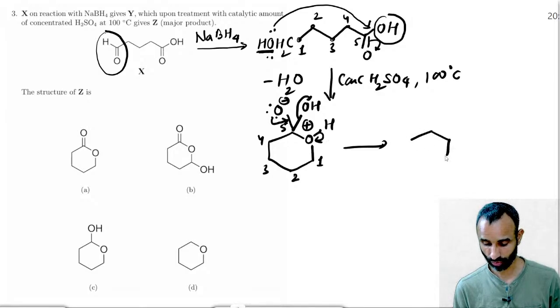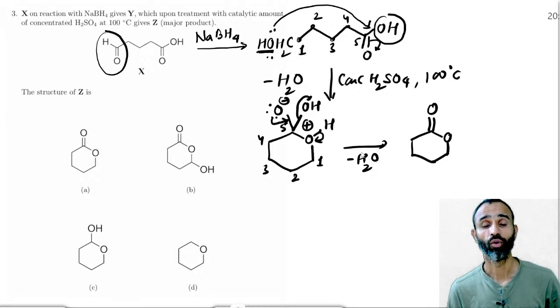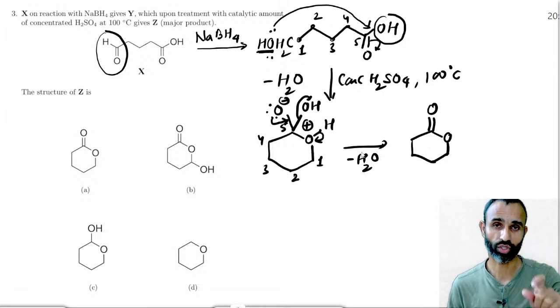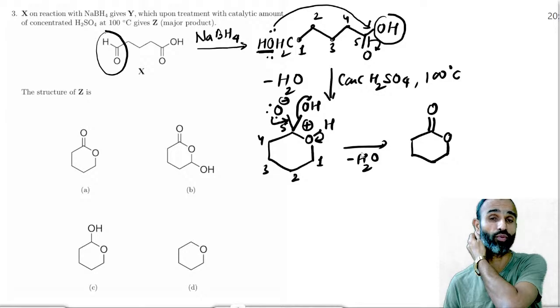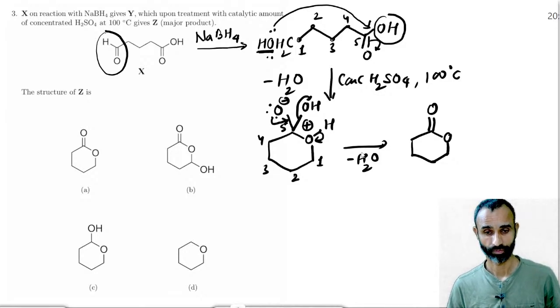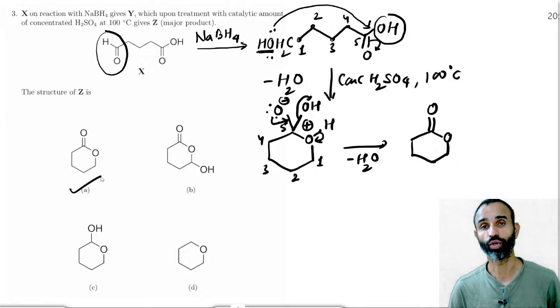So that's why when the product is formed, there is a removal of water. In water, OH is from the carboxylic acid and H is from the alcohol. So we get this product. Compound Z is this one.